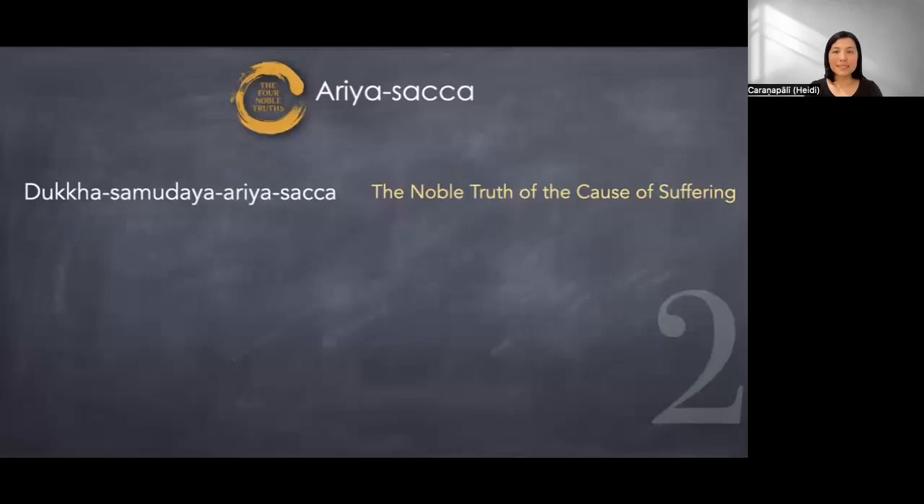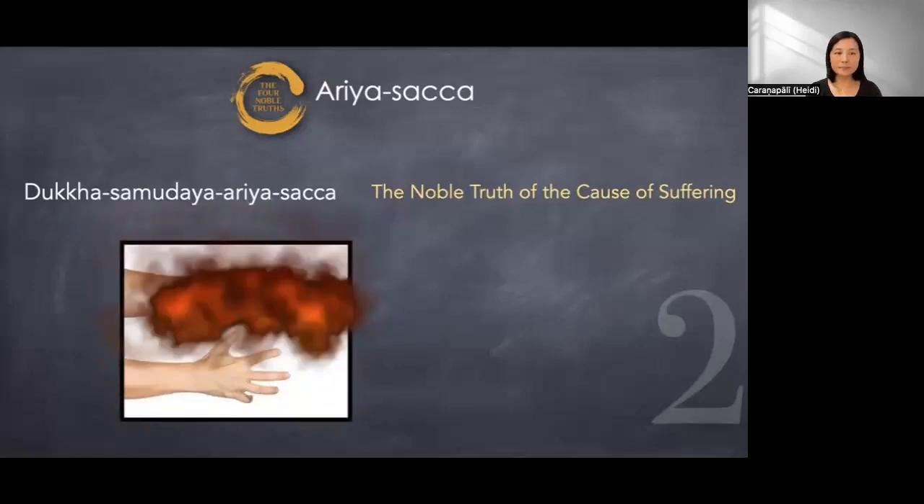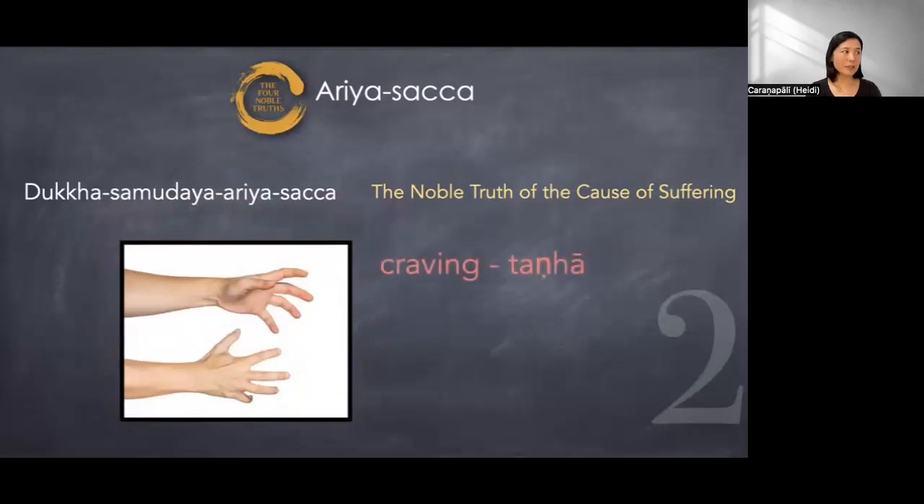Okay. So the second noble truth, the noble truth of the cause or origin of suffering, this dukkha samudaya. Samudaya means cause or origin. So dukkha samudaya means the cause or origin of dukkha. And what is the cause or origin of dukkha? It's lobha, craving. Tanha. Sorry, Eddie?